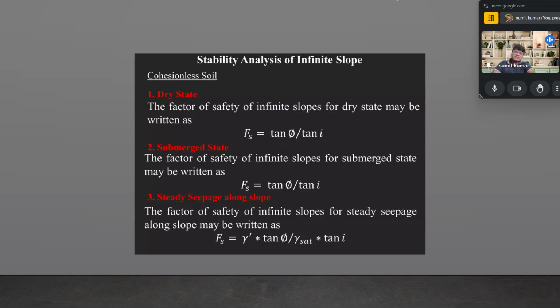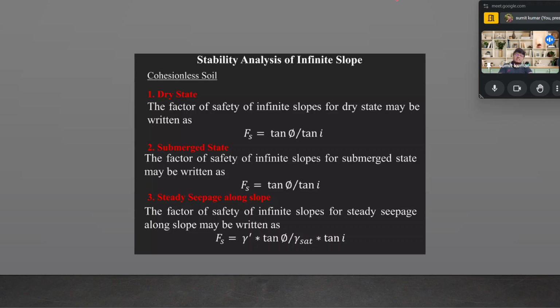And when you talk about the stability analysis of the infinite slope, over there we say for the cohesionless soil, like in the dry state, the factor of safety of the infinite slope for the dry state may be written as Fs equal to tan phi by tan I, and for the submerged state it is written as tan phi by tan I only. But when the steady flow conditions are there, then tan phi by tan I, where phi is the angle of internal friction, I is the inclination of the slope with the horizontal for the infinite slope. But when the seepage along the slope takes place, then the factor of gamma dash by gamma sat also comes into play along with tan phi by tan beta or tan phi by tan I.